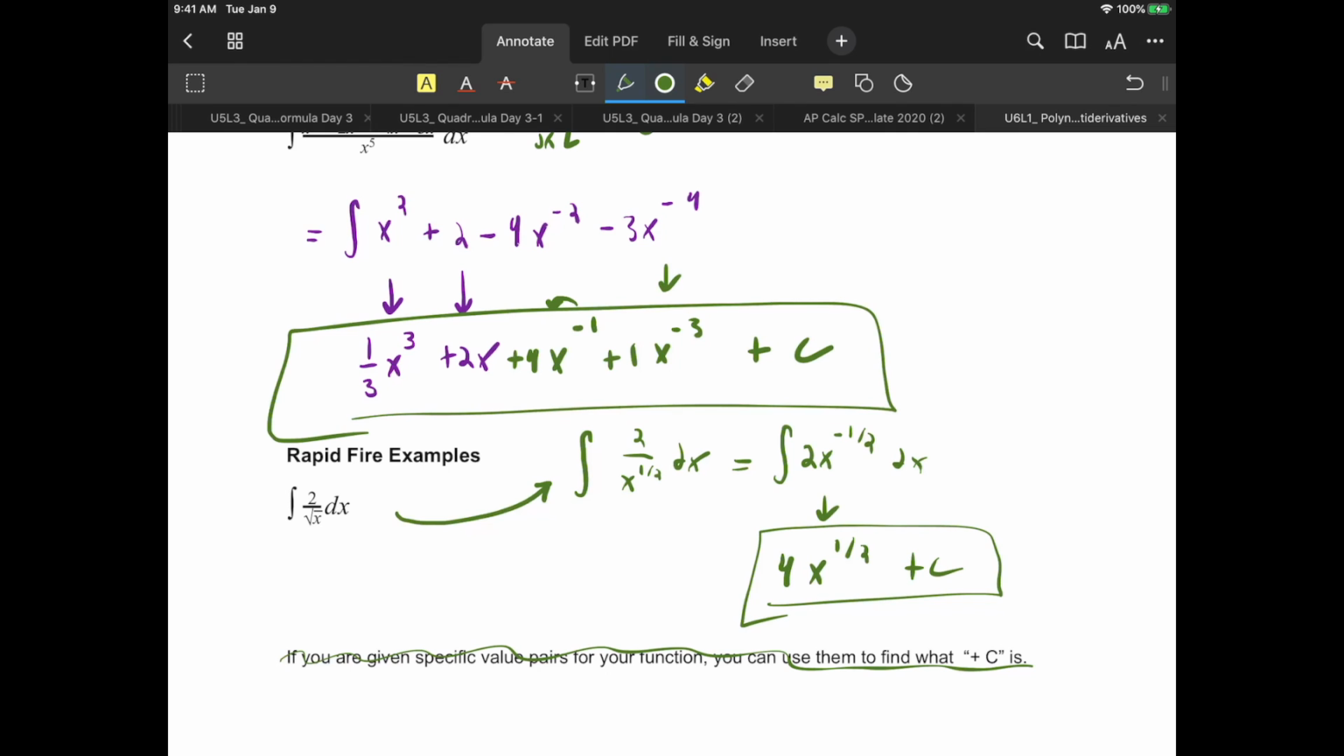Again, always just check it in your head. All right, take the derivative. 1/2 times 4 is 2. 1/2 minus 1 is negative 1/2. Good to go.